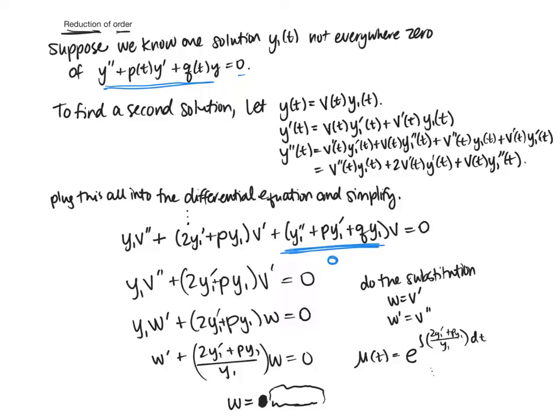All right, well, I know w is v prime, so I integrate w to find v. And then once I find v, what was the v? The v was the thing I was multiplying by my original y1 to get my second solution. So I'll take the w, integrate it to find v, and then plug that v in here, multiply by y1, to get my second solution to my differential equation. And that is the method of reduction of order.